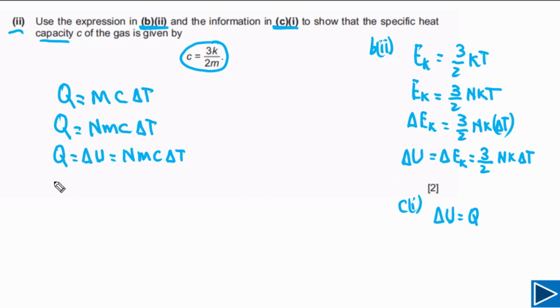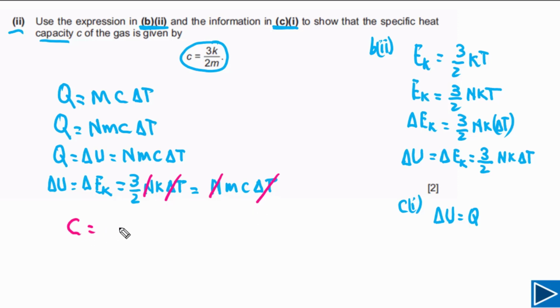But delta U is equal to delta EK. So we can say delta U is equal to delta EK, meaning increase in kinetic energy, and this is equal to 3 by 2 Nk delta T. Now we can write down this is equal to NmC delta T, and now simply we have to further simplify this. So you can see N is common, we can cancel N, and delta T is common on both sides, we can cancel this. So we are simply left with C is equal to 3 by 2 k, and here we have mass, so we will divide this by m.